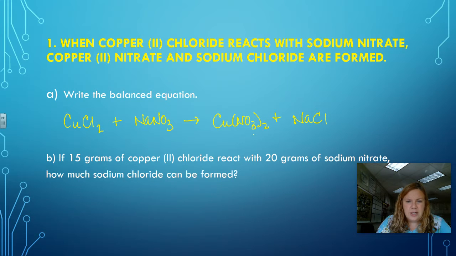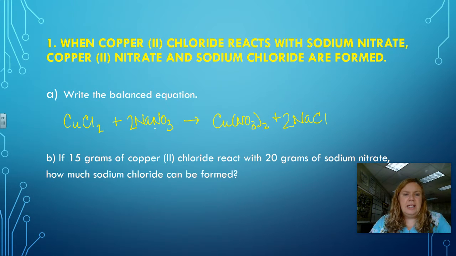So let's make sure our equation is balanced. It looks like our nitrate's not balanced, so we need to put a 2 over here to balance our nitrate. And then it looks like now we kind of screwed up our sodium. So we've got 2Na, 2Cl, 2Cl, 2Na. So there we are. We're in good shape.